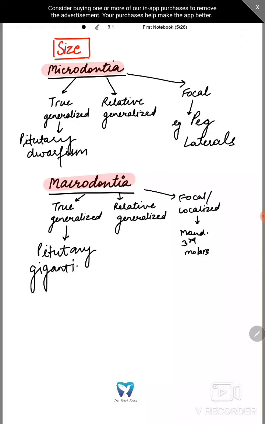Then we have relative generalized, where the jaw is smaller in size, so all the teeth appear to be increased in size. Then we have focal or localized, which is commonly seen in mandibular third molars, whose size is increased.